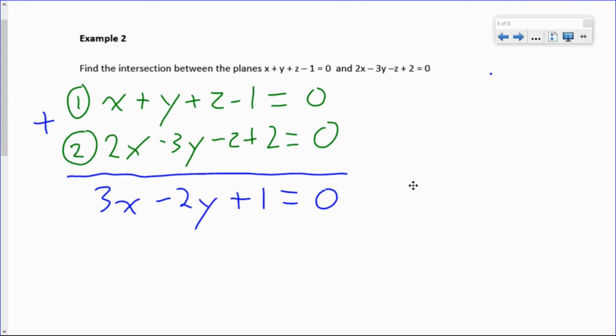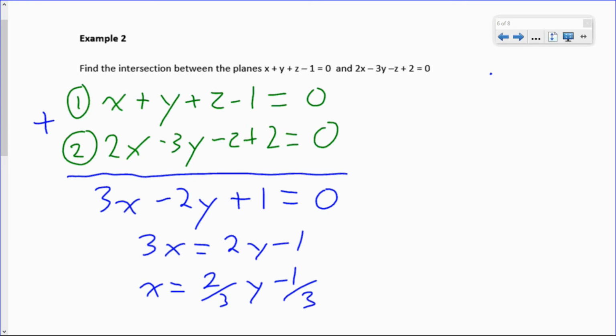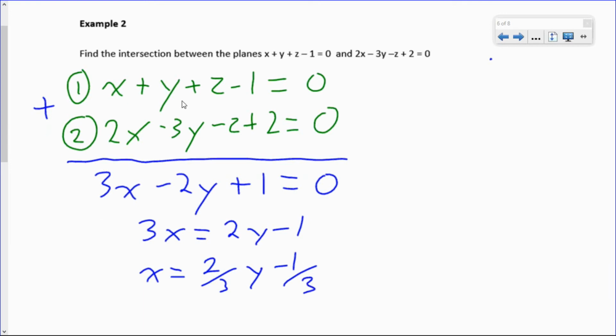It's fine. What I need to do now is either solve for x or y. I'm going to solve for x. If I do that, I get 3x equals 2y take away 1, and x is equal to 2/3 y minus 1/3. So I've solved for x in terms of y. I now need to do the same thing again. I'm going to take this here, and I'm going to sub it into equation 1.